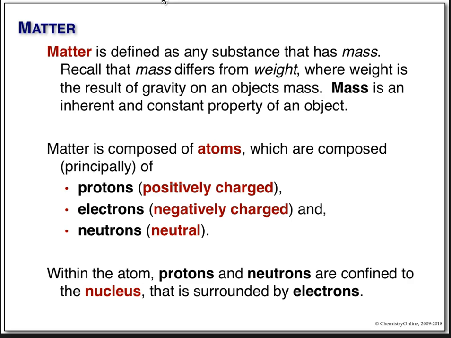Protons are positively charged, electrons are negatively charged, and neutrons are neutral. Protons and neutrons live in the nucleus, and they're surrounded by electrons.